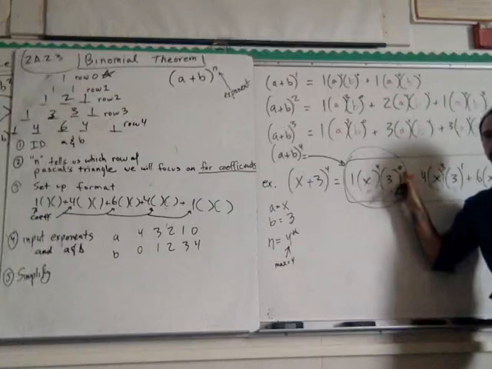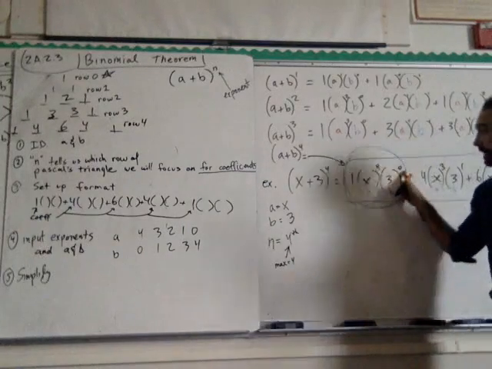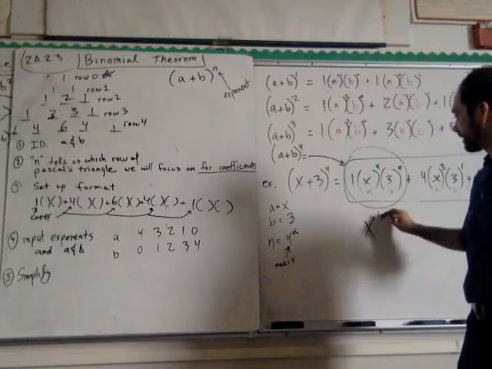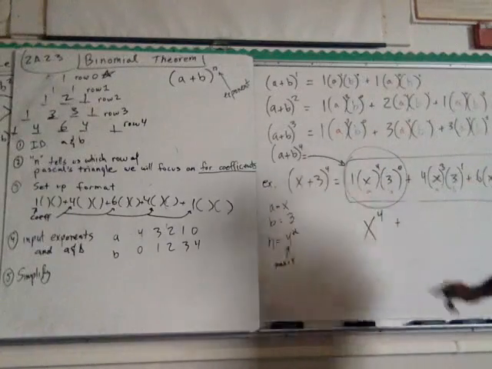3 to the 0 power. Anything to the 0? 1. 1 times 1 is 1 times x to the 4th. X to the 4th. Plus. I'll just move it over.